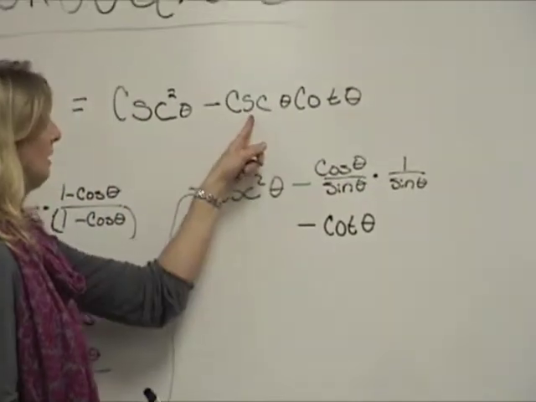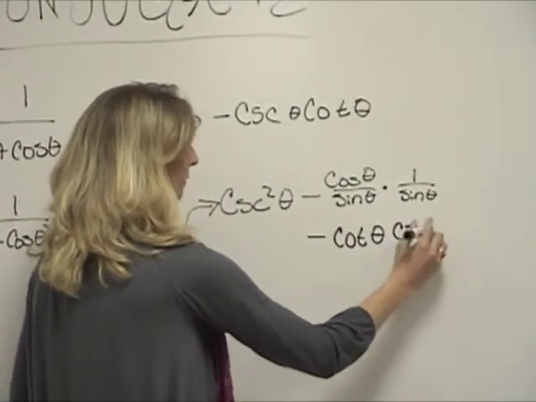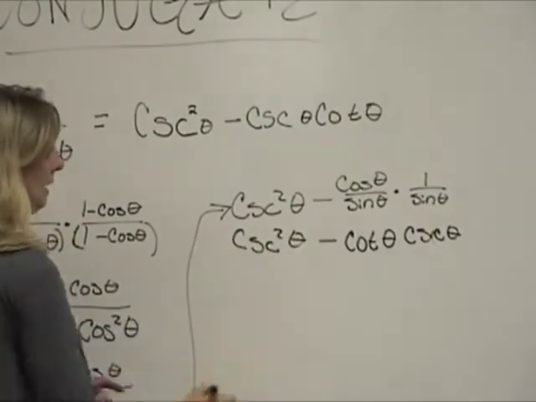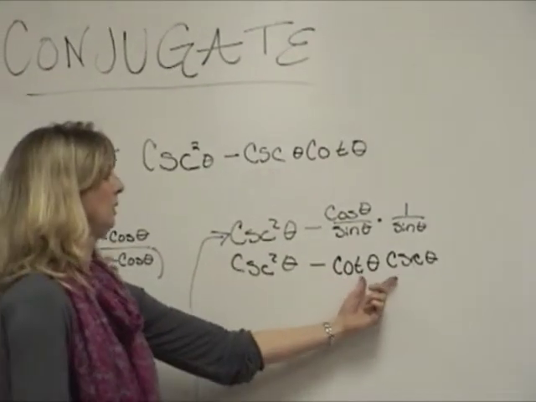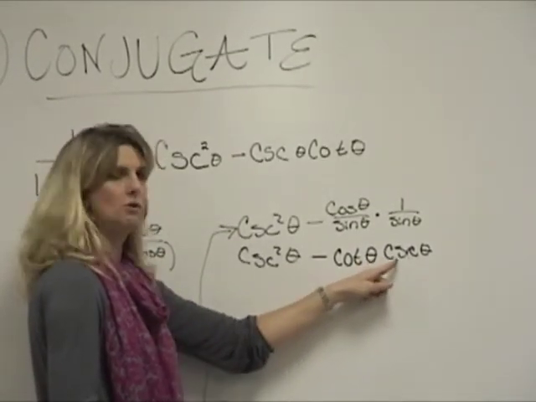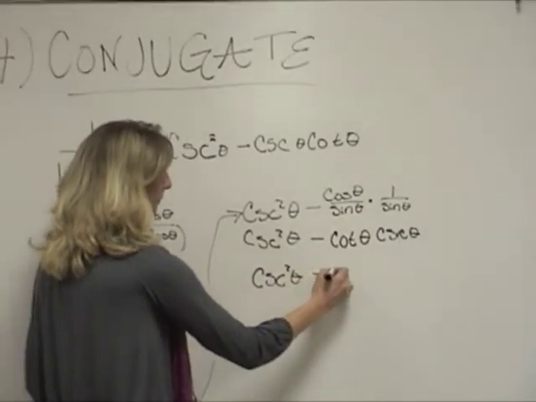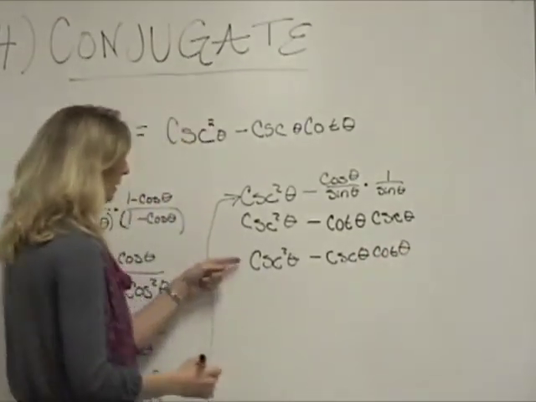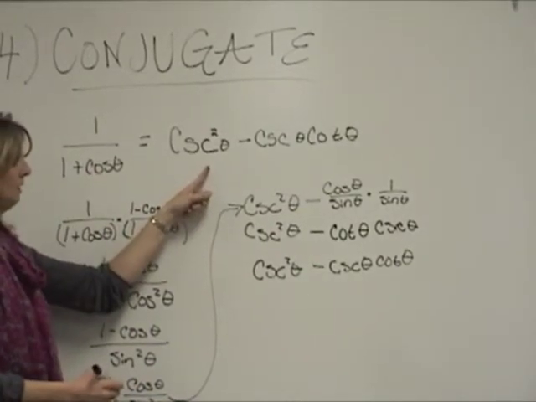1 over sine is equivalent to cosecant theta. We're going to leave this because that's already what we needed. This is very close to this, but to be exact, we'll use the commutative property, which says I can turn multiplication around into a different order. Therefore, I have now successfully made the left side equivalent to the right side.